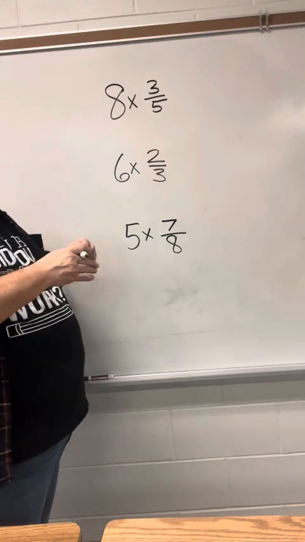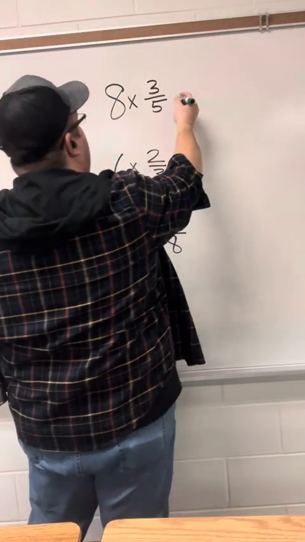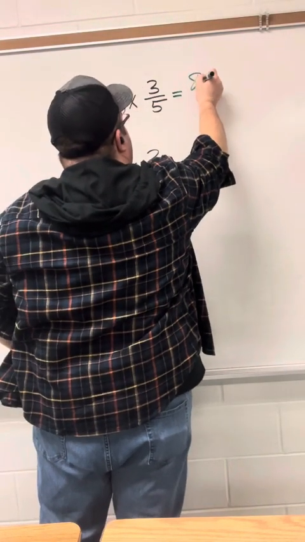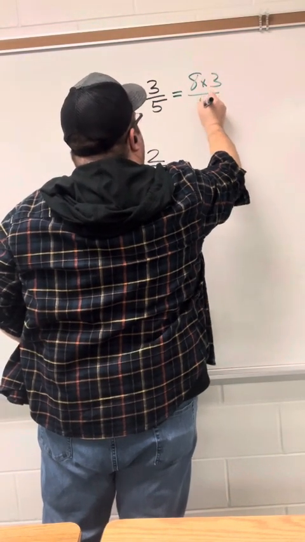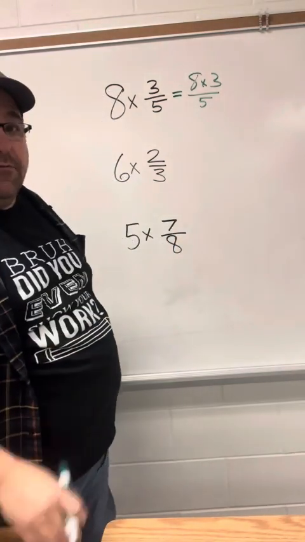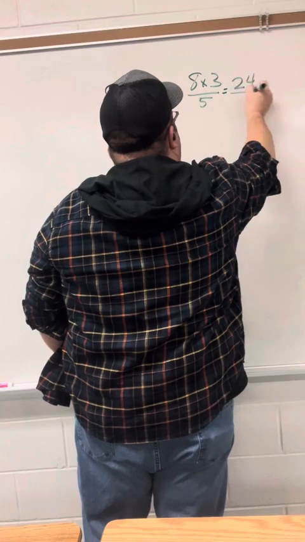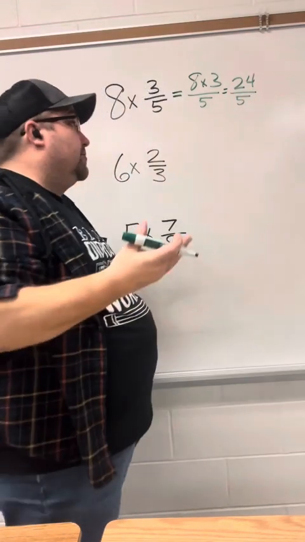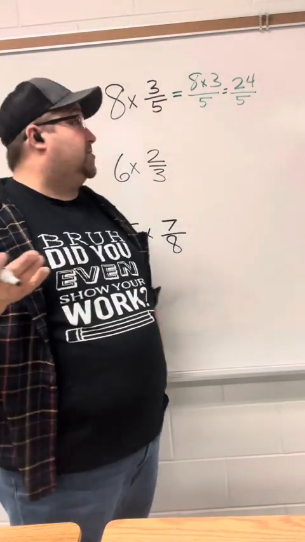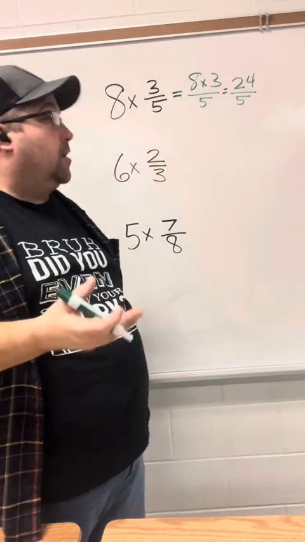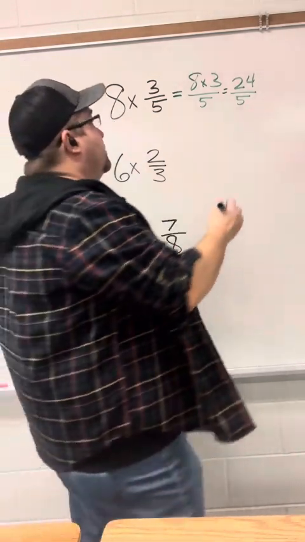All right, so on the top one, we're going to go 8 times 3, and we're going to divide by 5. All right, what's 8 times 3? That is 24, divided by 5. Well, 5 times 5 is 25, but not quite, right? So how many times does 5 go into 24? It only goes in 4 times.